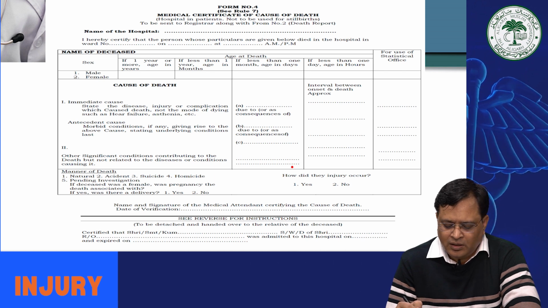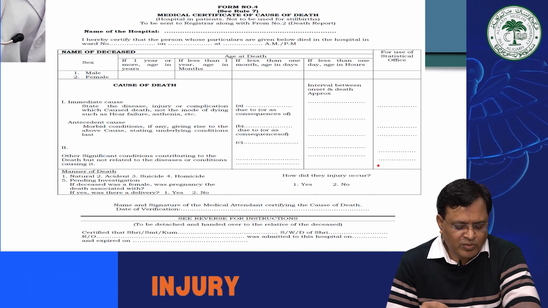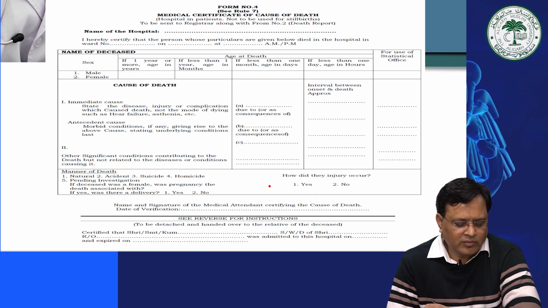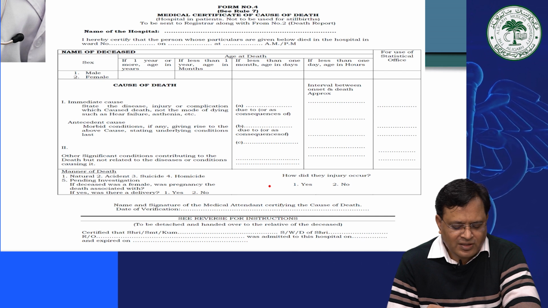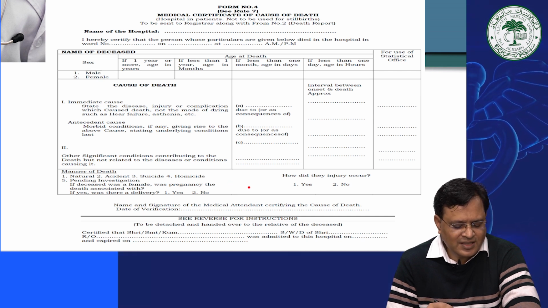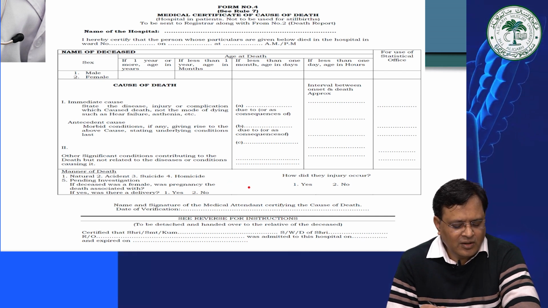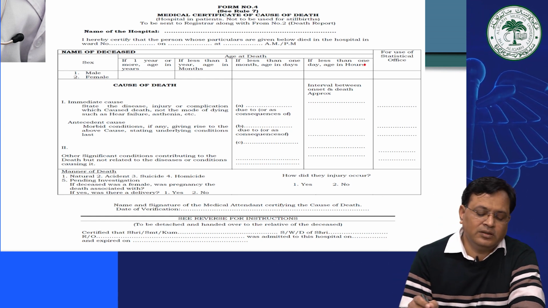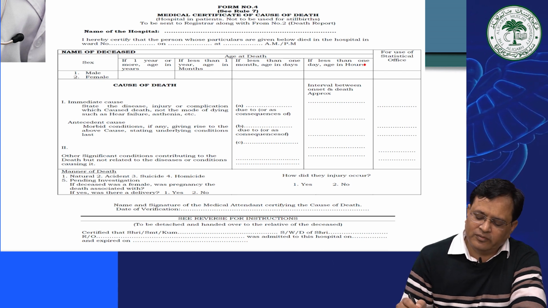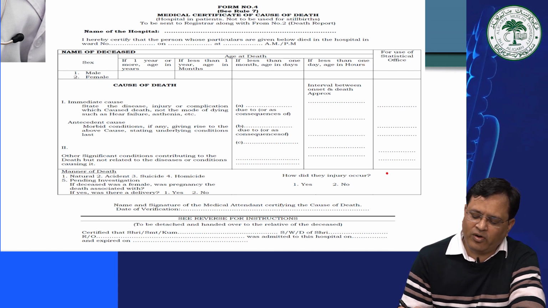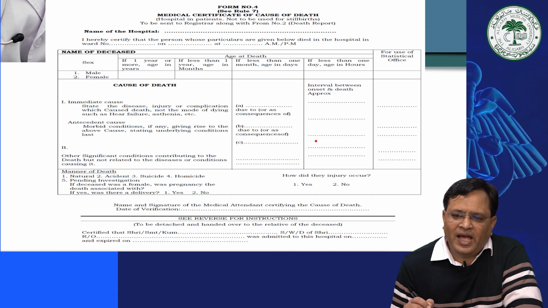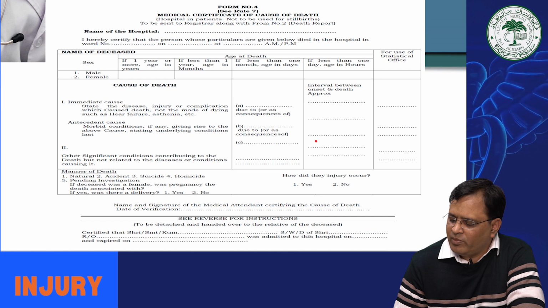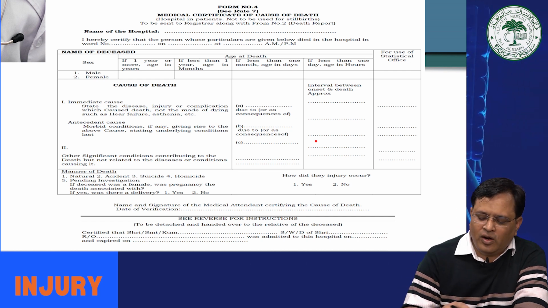Then, how did the injury occur? We have to write whether homicide is there or not. Suicide, whether chances of suicide are there or not. Pending investigation, we have to write it. If the deceased was female, whether pregnancy was associated with that, whether delivery is there or not, we have to write all in this format. We should not leave any of the format blank. Blank format is one of the drawbacks for us. We should fulfill all the things.